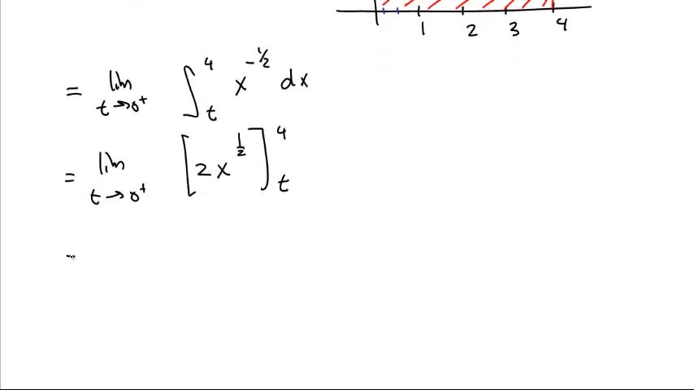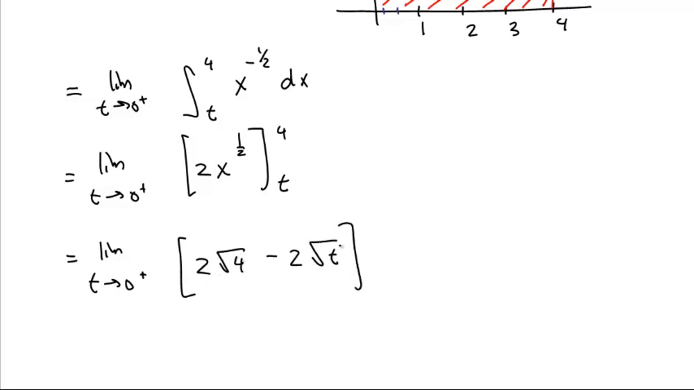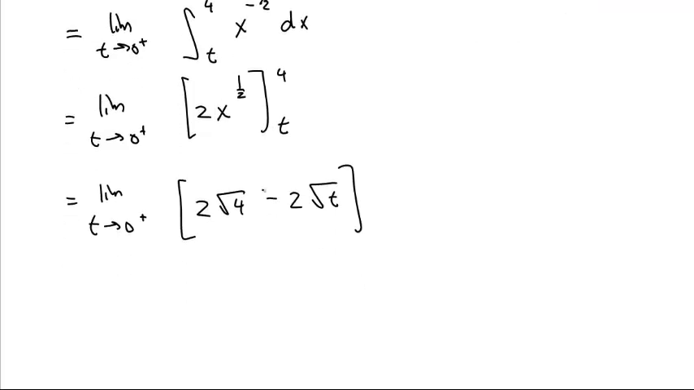So what have we got? We've got the limit as t goes to 0 from the right. We plug in 4. We've got 2 square root of 4 minus 2 square root of t. We plug in the 4, we plug in the t. Square root of 4 is just 2. Now what do we have? This is 2 times 2, this is 4.